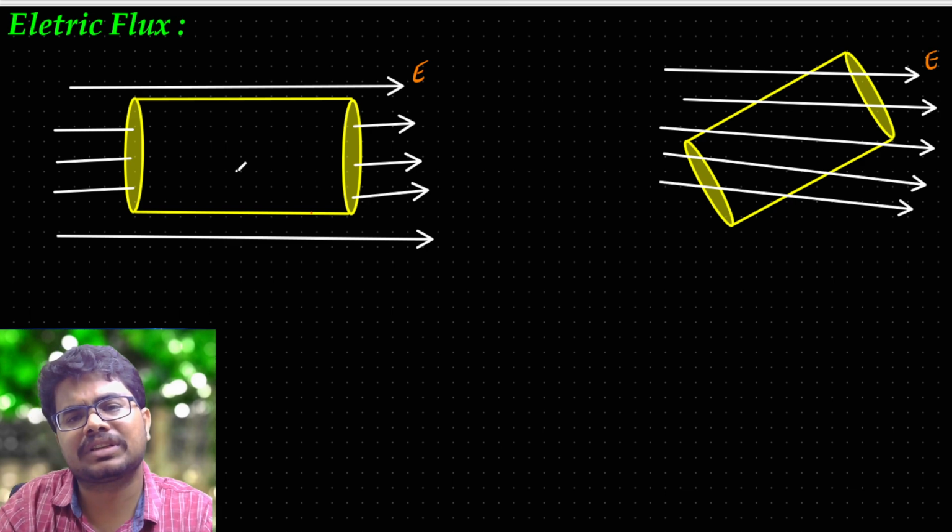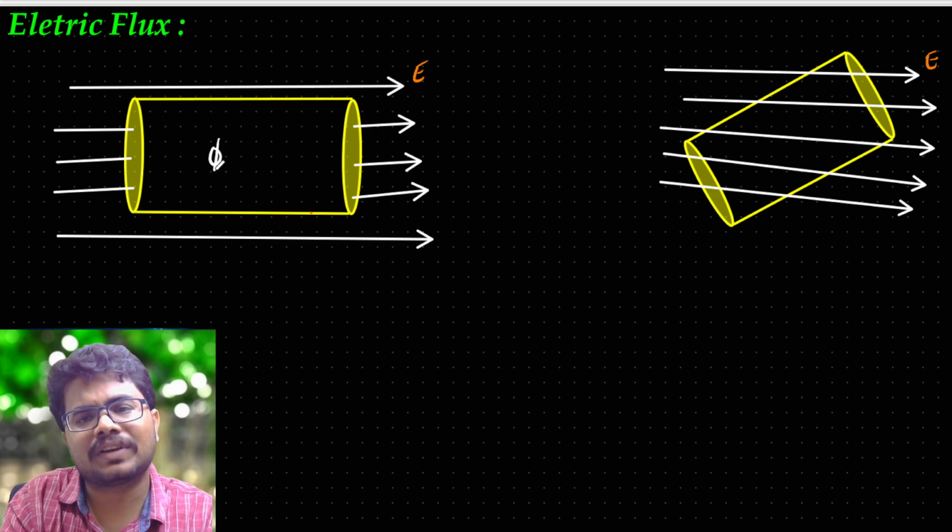In this case you check: 3 field lines entering, 3 field lines leaving. They place one cylinder here. Flux total equals how much? Flux total equals 0.